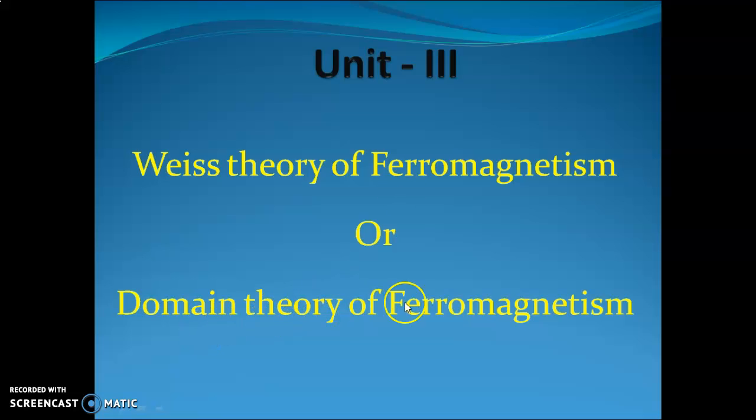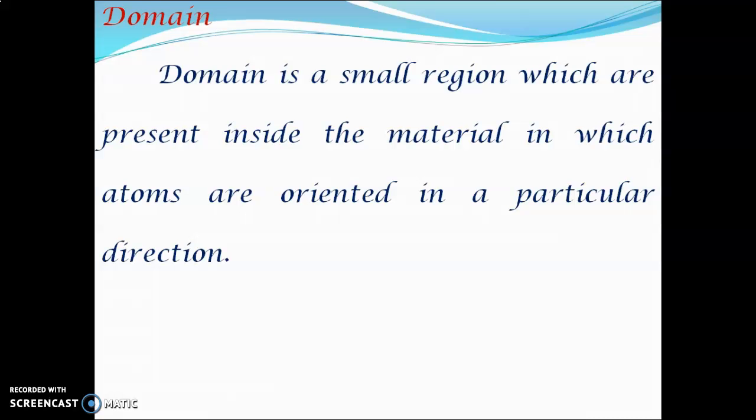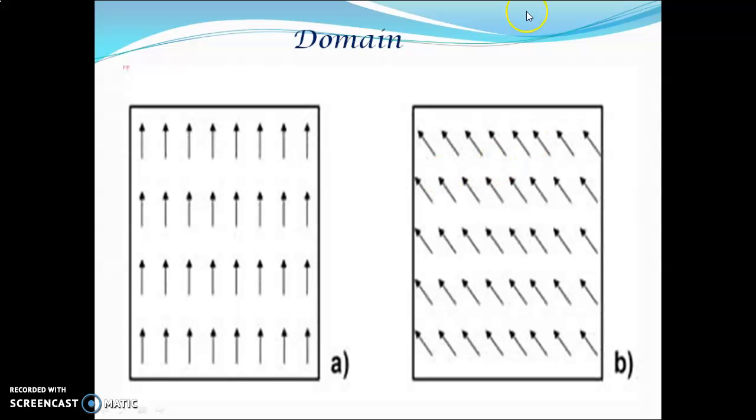Here we are going to see domain theory. We have different types of magnetic materials: dia, para and ferromagnetic materials. In this, the very important question will be domain theory and ferromagnetic material. What is a domain? A domain is a very small region present inside the material in which atoms are oriented in a particular direction. When we give a magnetic field, it is oriented in a particular direction, and that is called a domain.